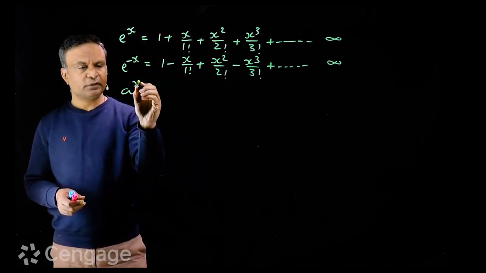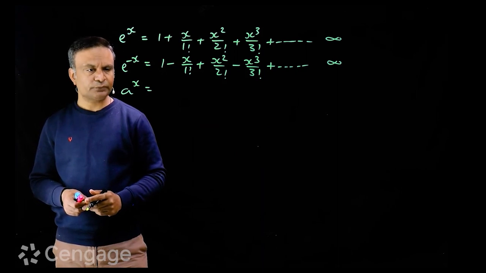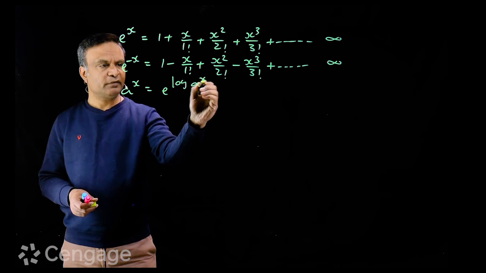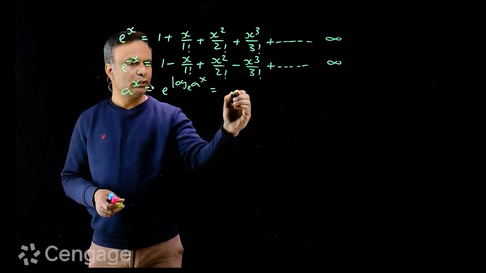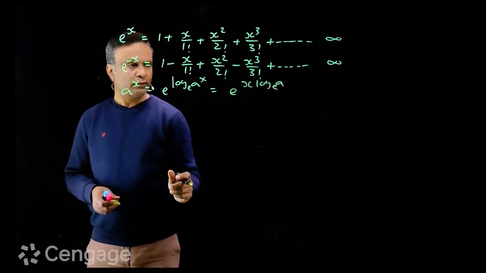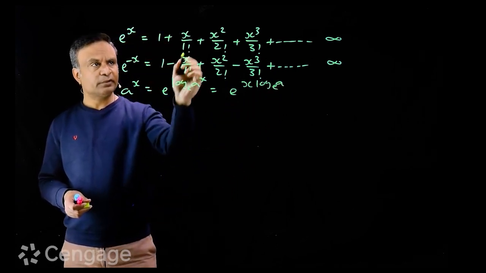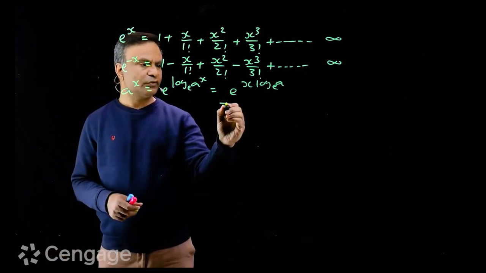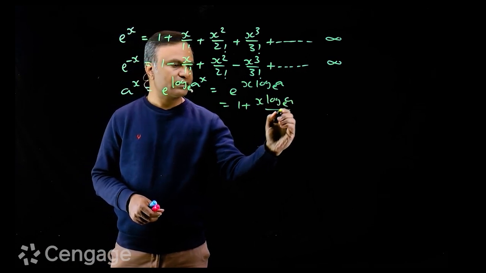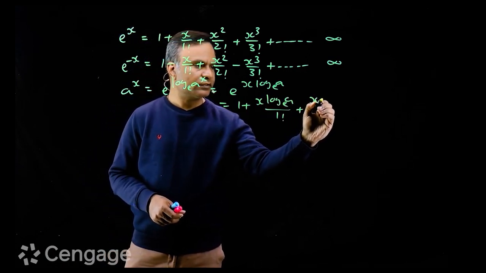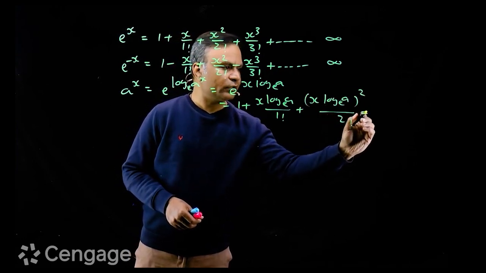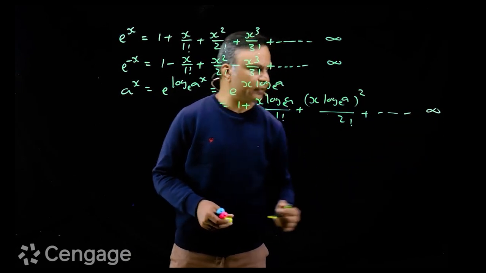Then we have a power x, where a is positive. We can write this as e power log of a power x to the base e. This is equal to e power x multiplied by log a to the base e. So to get the expansion of this, in this formula we replace x by x log a. So we have expansion 1 plus x log a to the base e upon 1 factorial plus x log a to the base e, this whole square upon 2 factorial and so on up to infinite terms.